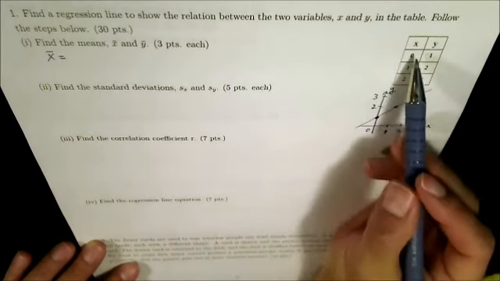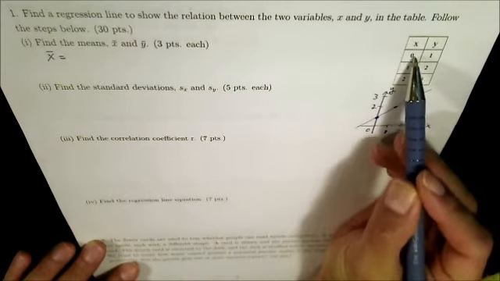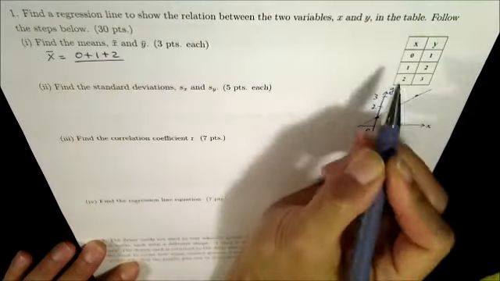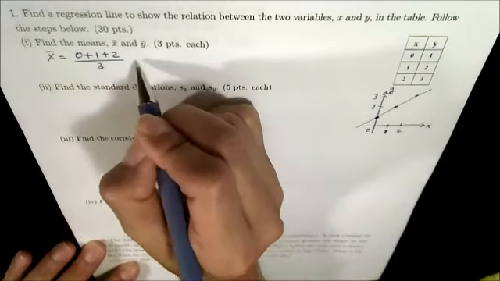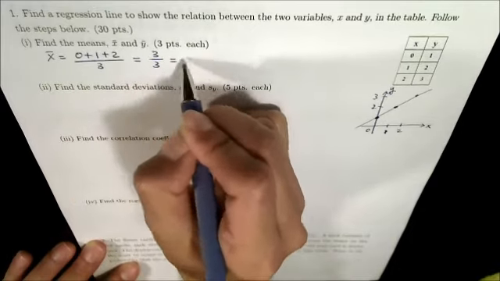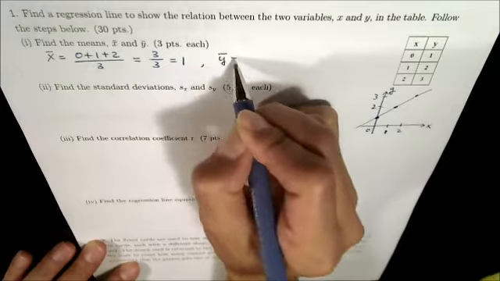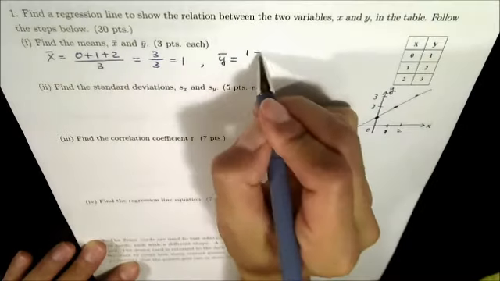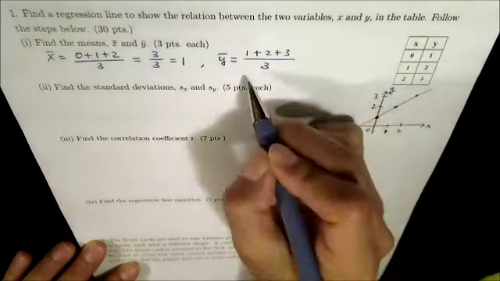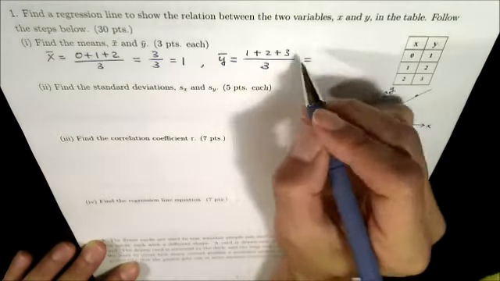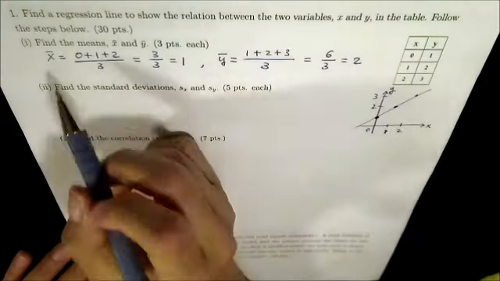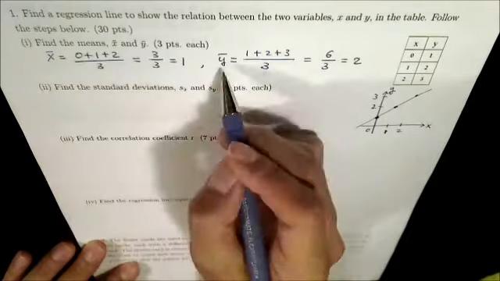To find x bar, you have to average these 3 numbers. Add them up: 0 plus 1 plus 2, divided by how many variables? 3 variables. 0 plus 1 plus 2 equals 3, divided by 3, which is 1. And y bar, again, add them up: 1 plus 2 plus 3, divided by the number of variables, 3. 1 plus 2 plus 3 is 6, divided by 3 equals 2. So we found x bar and y bar.